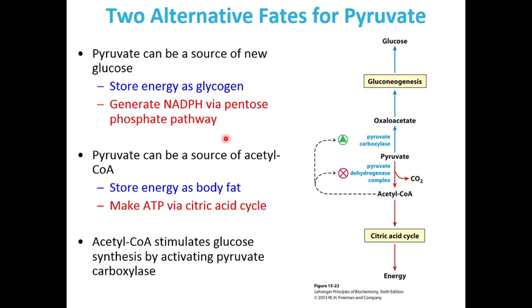This is an alternate pathway to glycolysis. Pyruvate can be source of acetyl-CoA, like I said, store energy as body fat, or make ATP via citric acid cycle. Acetyl-CoA stimulates glucose synthesis by activating pyruvate carboxylase.